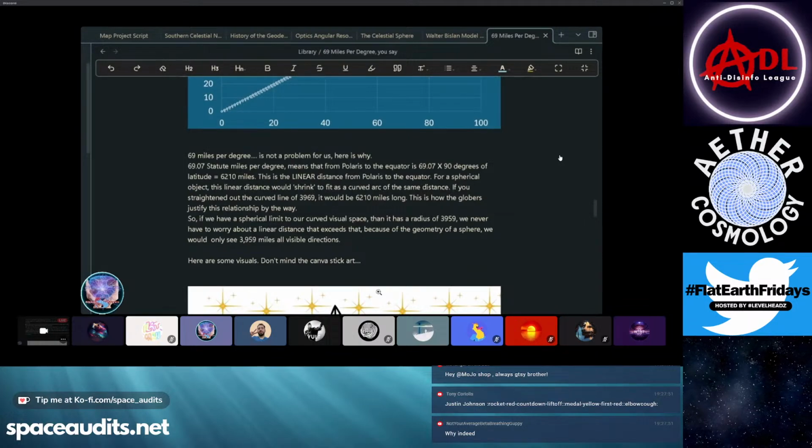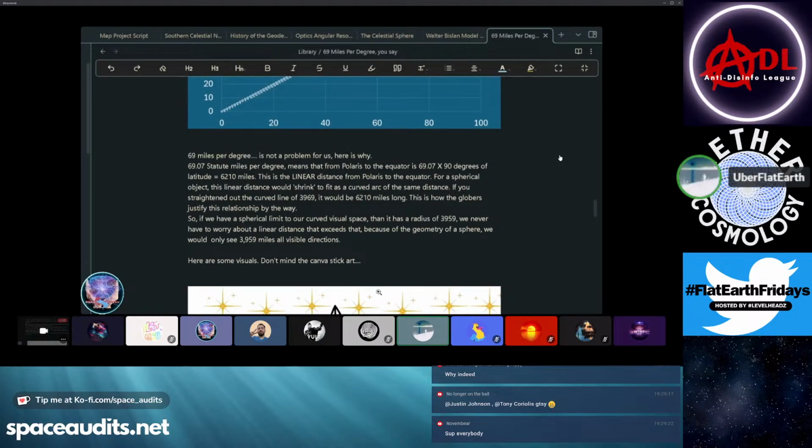wonderfully, that's the linear distance, right? So when we have a spherical 3D object, we would take that linear distance, that would be, quote, shrunk, to fit the curved arc, which would be the radius of the sphere. And that is the curved arc of the radius straightened out as a linear distance. That's how they get around it. So even though 6210 is not 3959, 6210 in a curved arc would be 3959, and 3959 straightened out would be 6210. So that's how they explain the relationship.